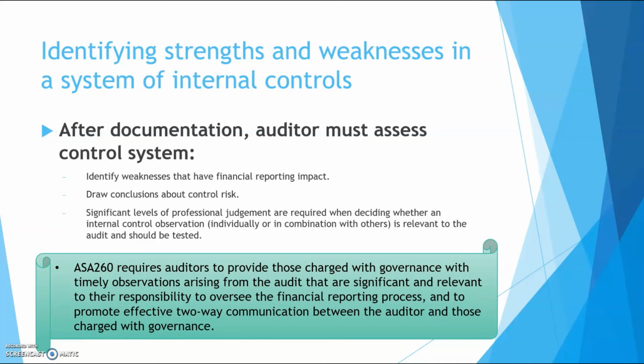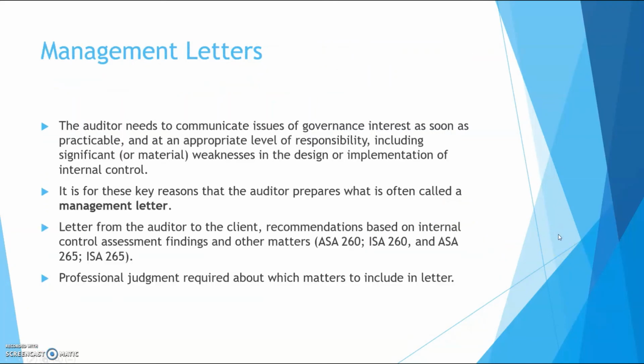And now this is a summary from the standard. The auditing standard 260 requires auditors to provide those charged with governance timely observations arising from the audit that are significant and relevant to their responsibility to oversee the financial reporting process and to promote effective two-way communication between the auditor and those charged with governance. So, how does that look? The most common form that we will report control findings is through a management letter. Letters from the auditor to the client, with recommendations based on internal control assessment findings and other matters, are a requirement under ASA 260 and ASA 265.